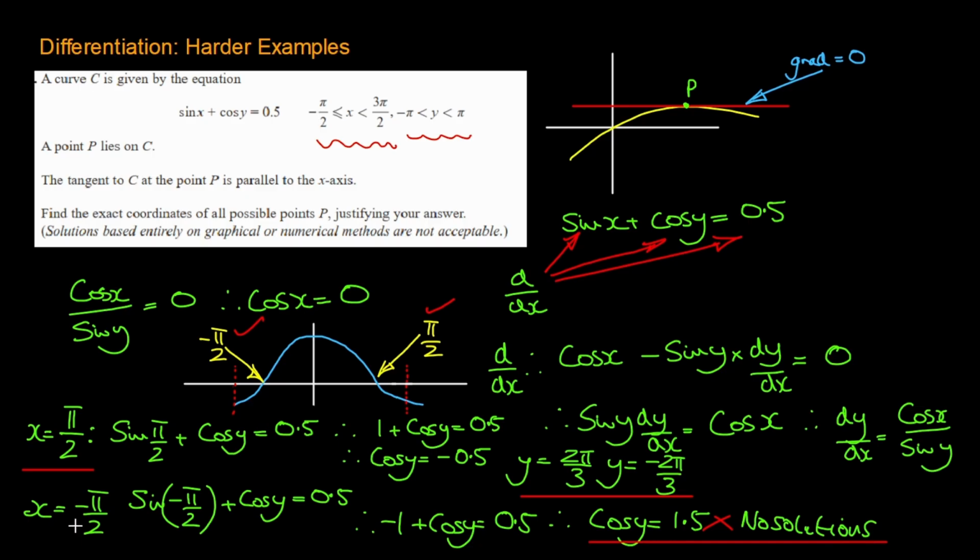So the conclusion is that we have two possible coordinates of P. Both have x values of pi by 2 and two different y values, 2 pi by 3 and negative 2 pi by 3. And that's the answer.